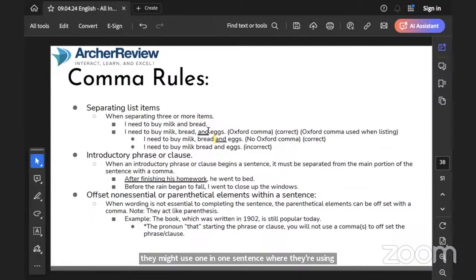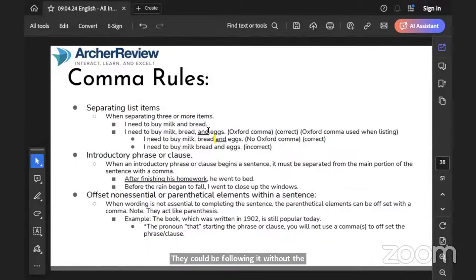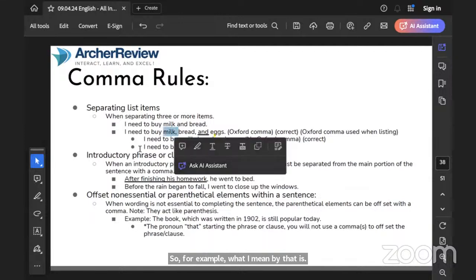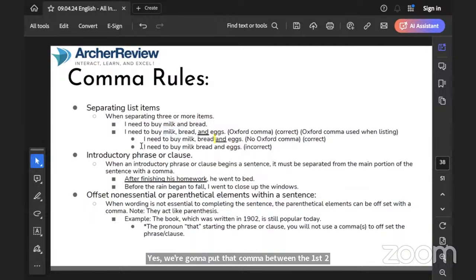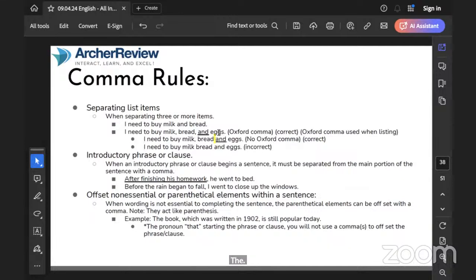Or they could be following it without the Oxford comma rule, which is also technically correct now. So, for example, what I mean by that is, yes, we're going to put that comma between the first two list items because there's not that conjunction "and" connecting them. But because you have this conjunction "and" connecting bread and eggs, the initial rule was that you still put the comma in front of the "and" because you're listing items.